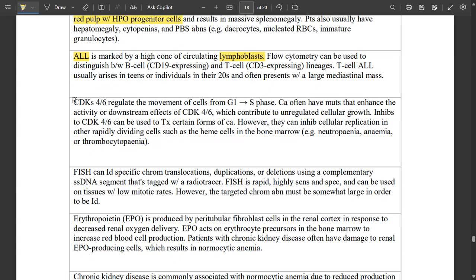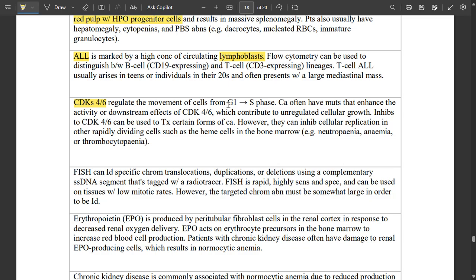Okay, so CDK4/6. This is some kinase activity. CDK4 or 6 regulate the movement of cells from G1 to S phase. So the G1 checkpoint is regulated by something called CDK4/6. Cancers often have mutations that enhance the activity or downstream effects of CDK4/6.